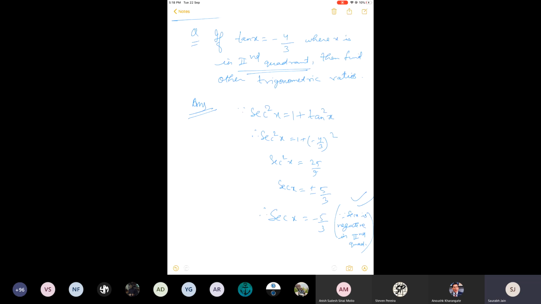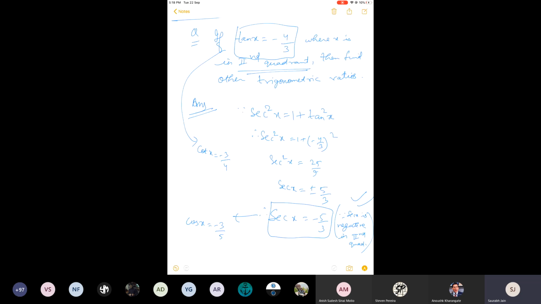We have 6 trigonometric ratios. One is given, the second has been calculated here. Now with the help of these two, we will calculate their reciprocals. What is cot x? Cot x will be minus 3 by 4, right? What is cos x? Cos x will be minus 3 by 5.